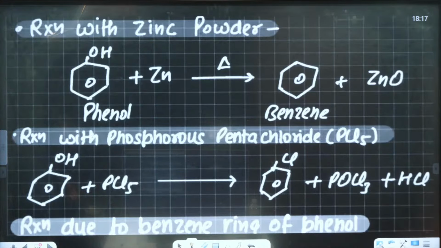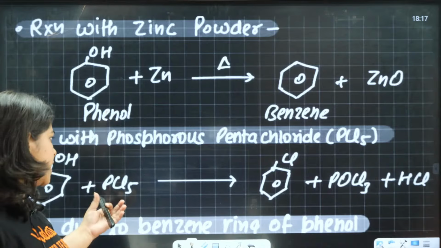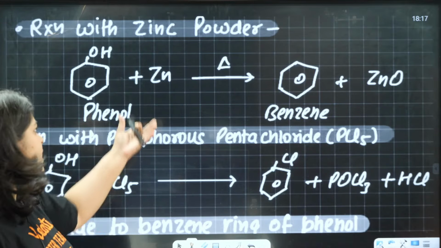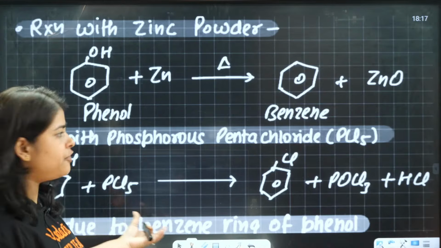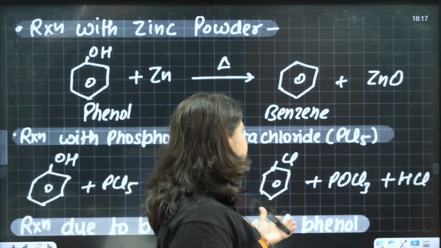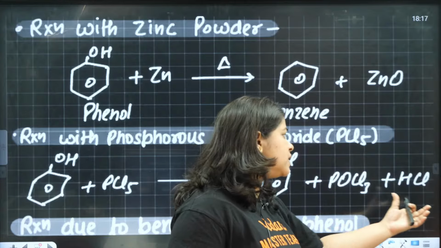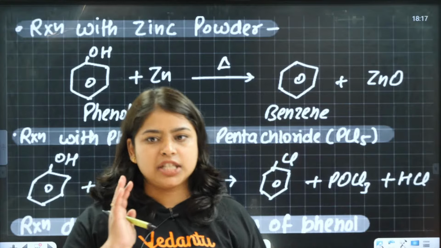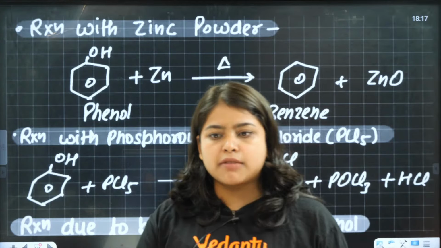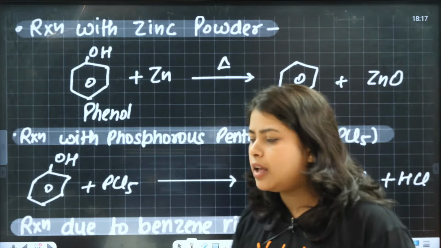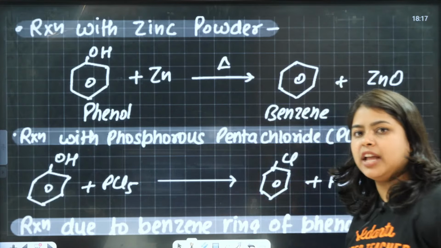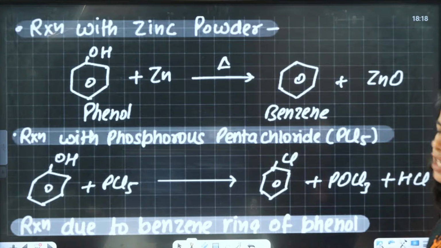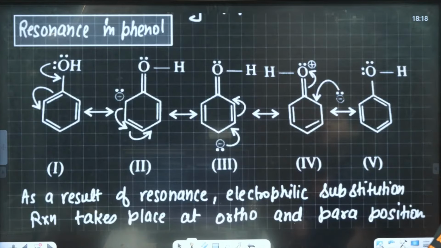Then reaction with zinc powder. Again, just take a phenol, react it with zinc and then with PCl5, and you are going to get benzene, ZnO, POCl3 and HCl. Just take phenol, react with zinc powder, and then react with phosphorus pentachloride, that is PCl5. Clear? Next, resonance in phenol.